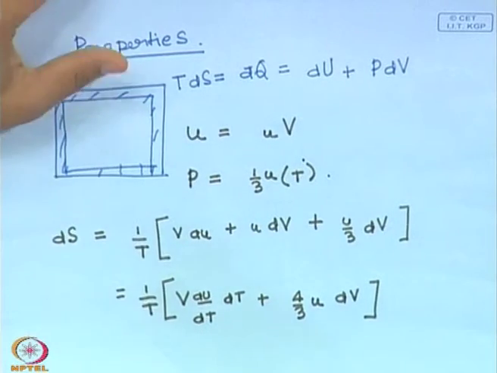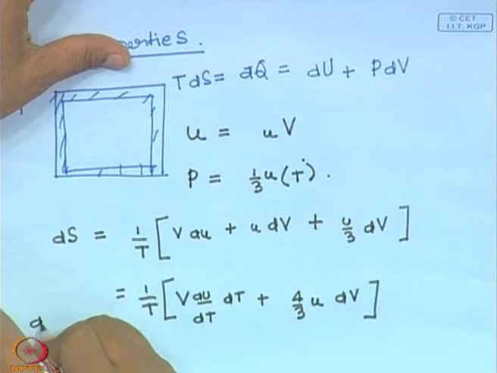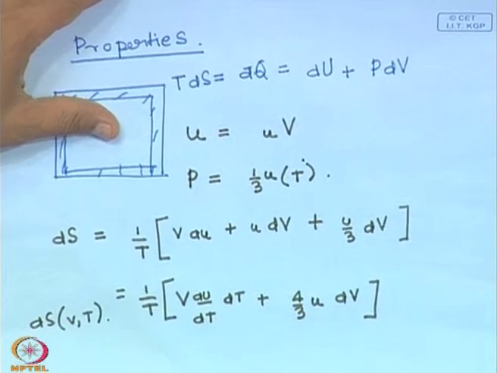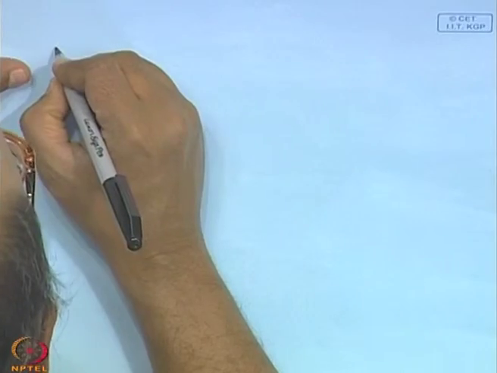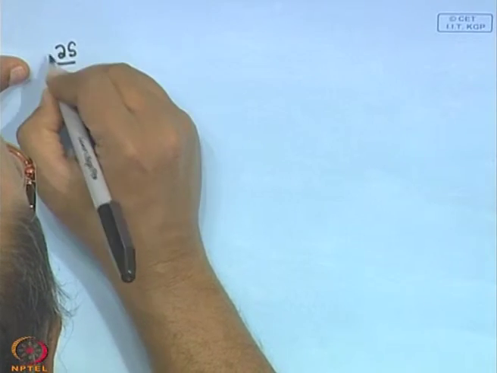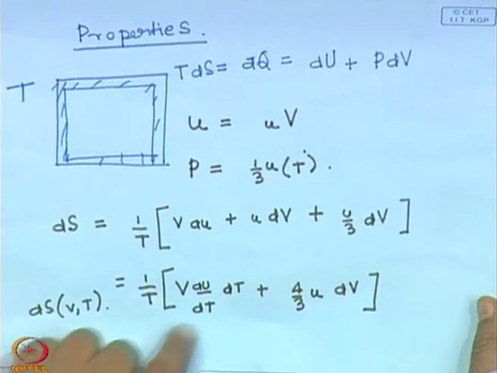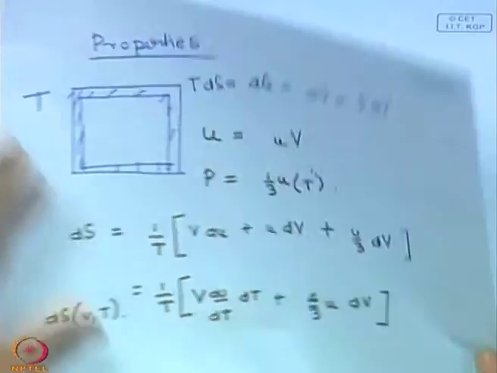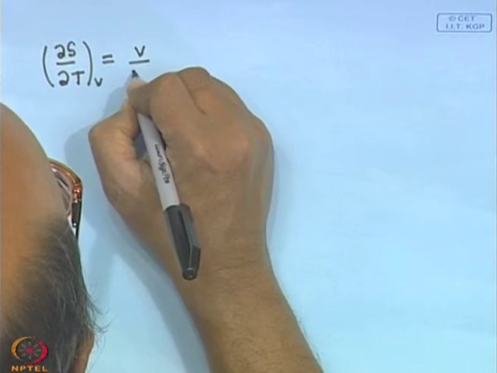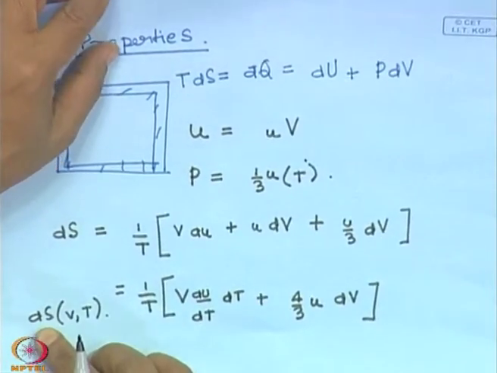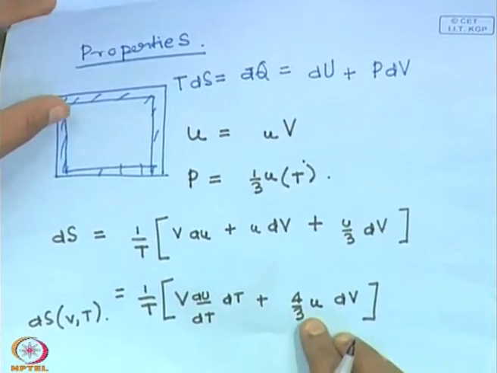Now, the entropy we know we can write as a function of any two of the variables P, V and T. So we write it as a function of V and T. From this, the derivative of the entropy with respect to temperature at a fixed volume, you can read off now, that is V by T into du/dT. Similarly, the derivative of the entropy with respect to volume at a fixed temperature is 4/3 u.